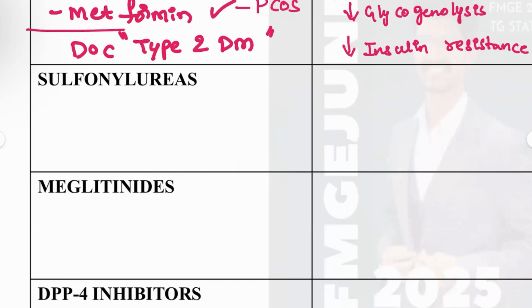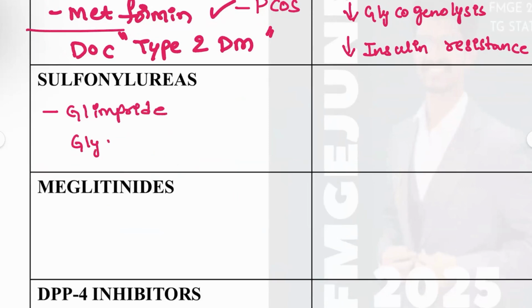Sulfonylureas. These are also commonly used drugs, but nowadays, due to the high chances of hypoglycemia and weight gain, these drugs are less commonly used. What are the examples of the sulfonylureas? Glimepiride or glibenclamide. All the drugs start with gly, which is commonly seen in the sulfonylureas.